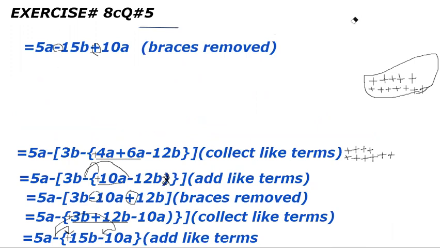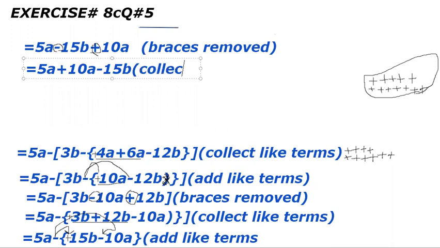In this step, 5a minus 15b and positive 10a. What we have to do, we have to collect the like terms. 5a and positive 10a are the like terms, and negative 15b is an unlike term. So here we have to write that this step is called collect like terms.